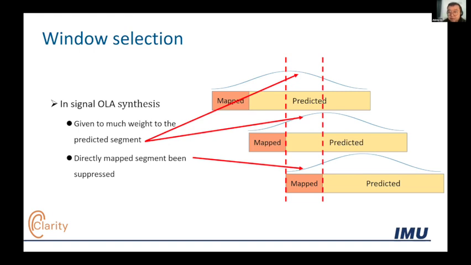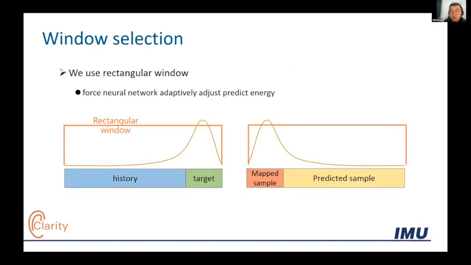And this could cause severe performance degradation. Although we could design a handcrafted asymmetric window like this, it's difficult to adjust the window curve to reach the best performance. Here, we choose the rectangular window. We believe that the neural network can handle the energy leakage and adaptively adjust its output for a good synthesis result.